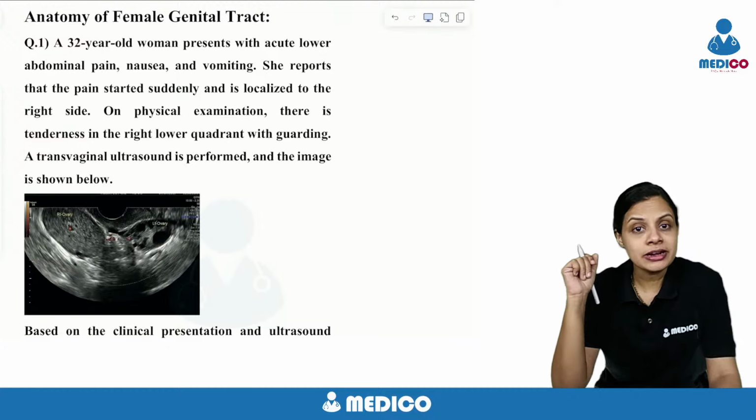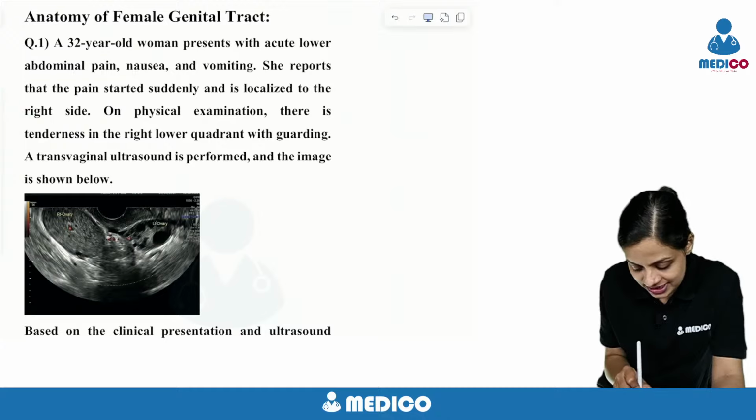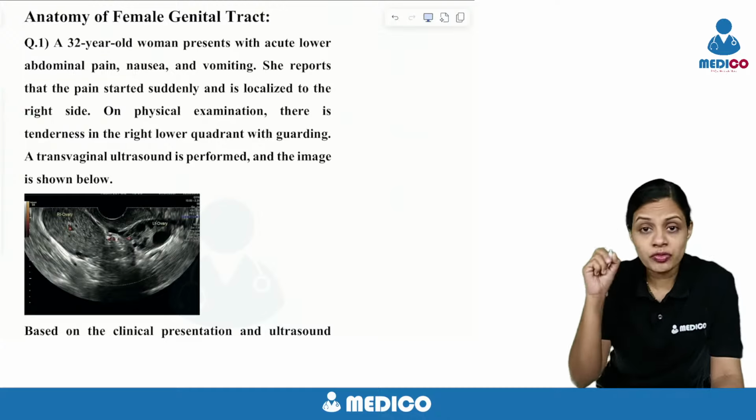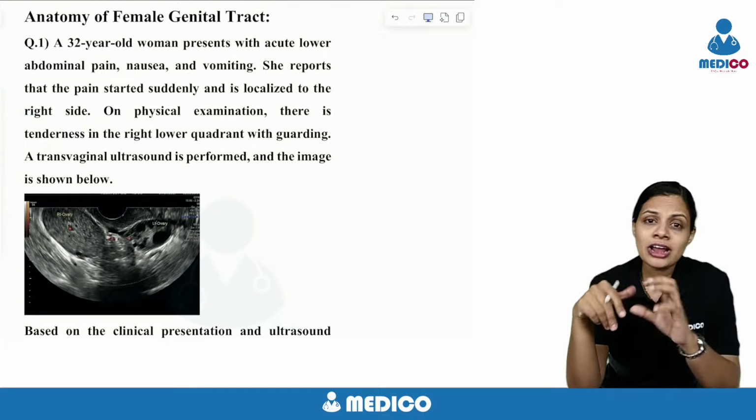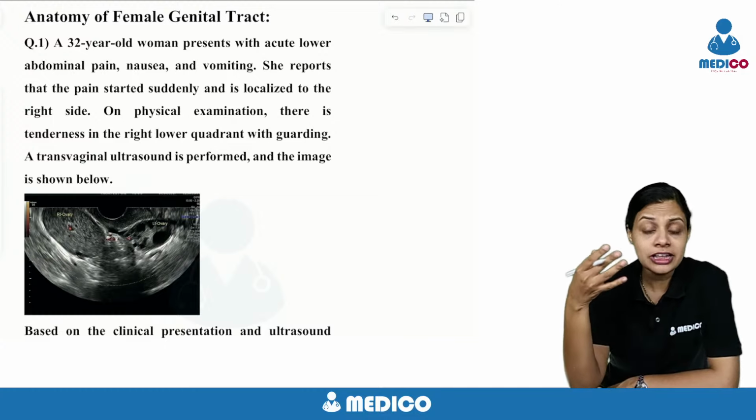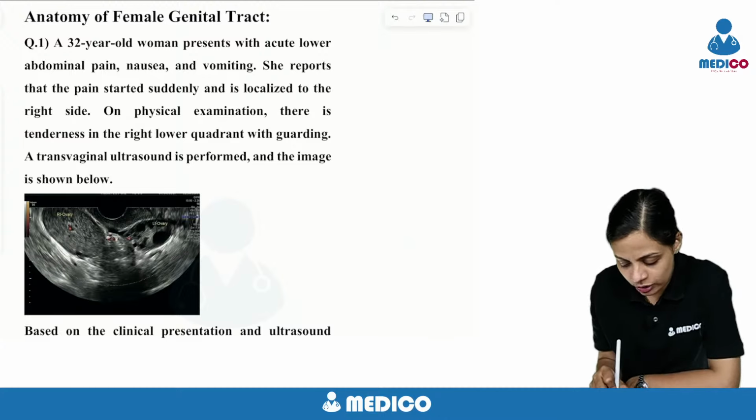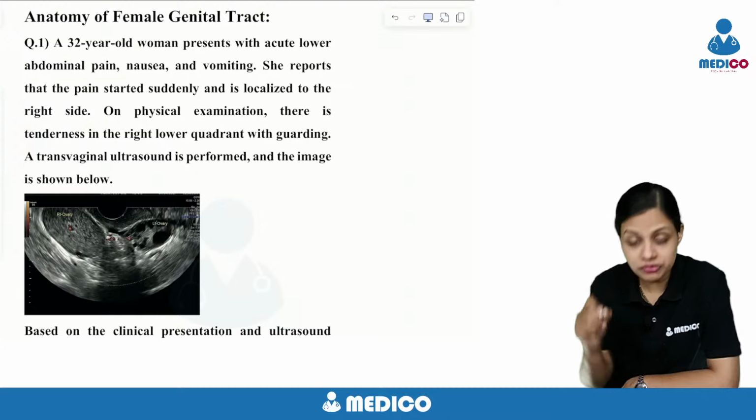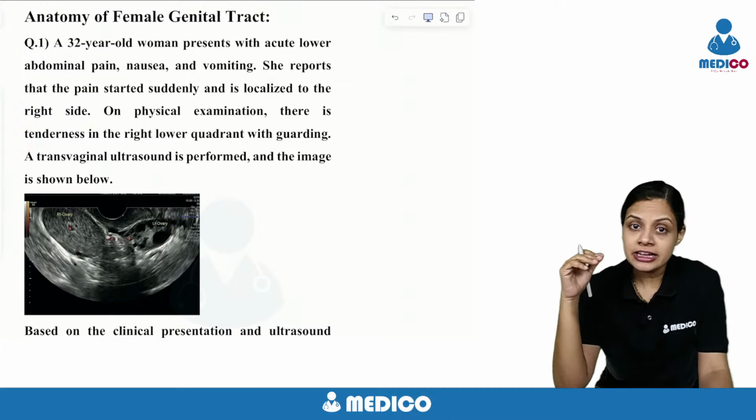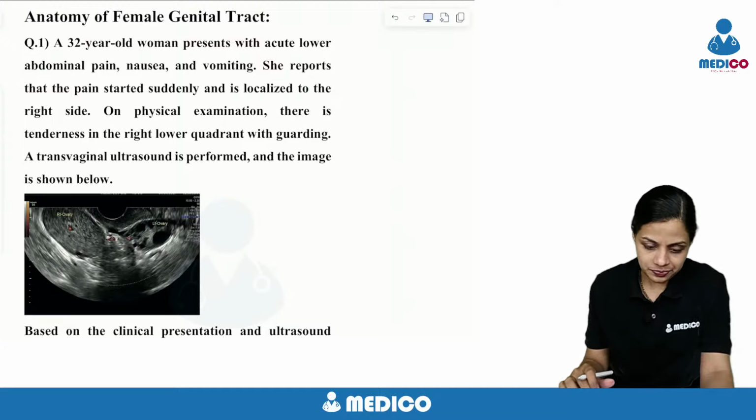What does the IP ligament have? The IP ligament contains the ovarian blood vessels, that is the ovarian artery and the vein. So what happens when it twists? We find that there can be acute pain and it can lead to ovarian necrosis because of the vessels that are present in the infundibulopelvic ligament. Okay, so that is how we have arrived at that answer.